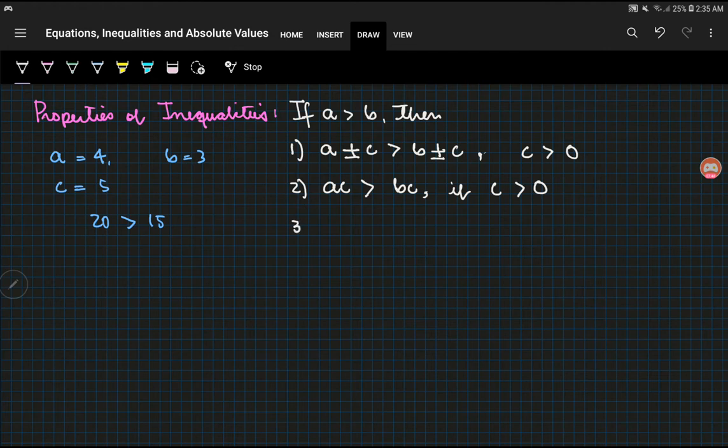However, A multiplied by C is less than B multiplied by C if C is less than 0.